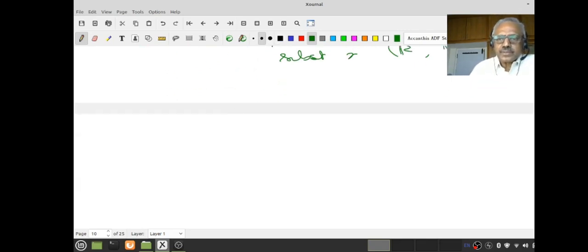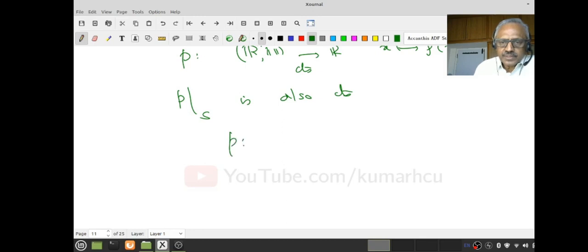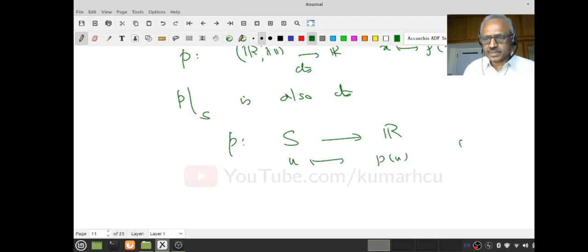Now let's look at what we have done. I have the function P from Rn to R, x going to P of x. I know this is continuous. Therefore the restriction of P to S is also continuous. So the function P from S to R, any unit vector u going to P of u, is continuous. P of u may not be 1.